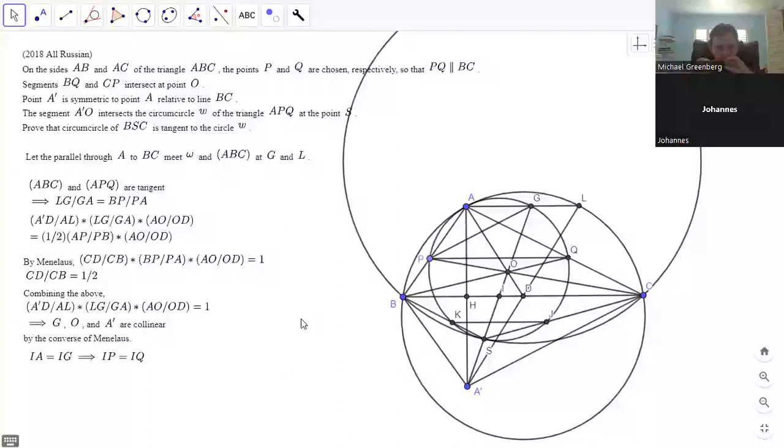So K and J, I defined them before as the intersections of SB and SC with a smaller circle. And then if we can show P, I, J and Q, I, K are collinear, that would solve it. We could also define K and J by intersecting PI and QI with this circle. That might be easier because then we know it would be isosceles and we could get some ratios.